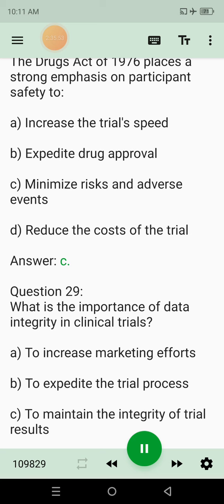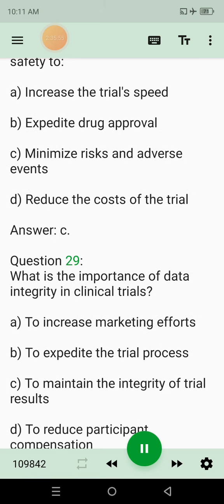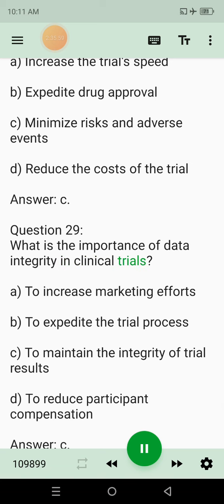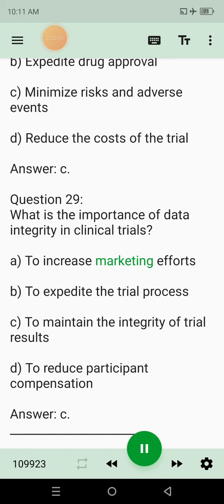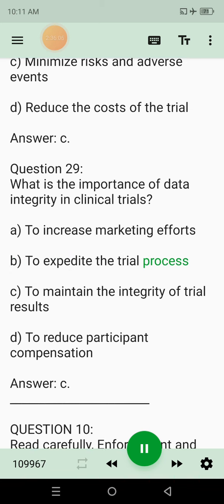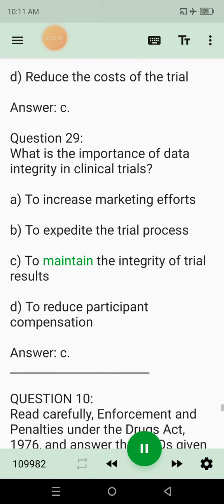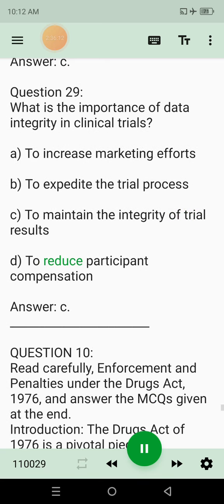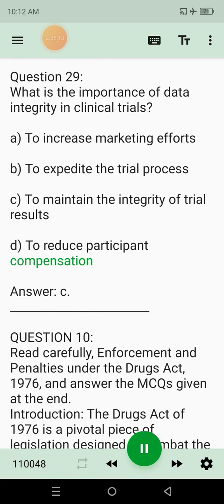Answer: C. Question 29. What is the importance of data integrity in clinical trials? A. To increase marketing efforts. B. To expedite the trial process. C. To maintain the integrity of trial results. D. To reduce participant compensation.